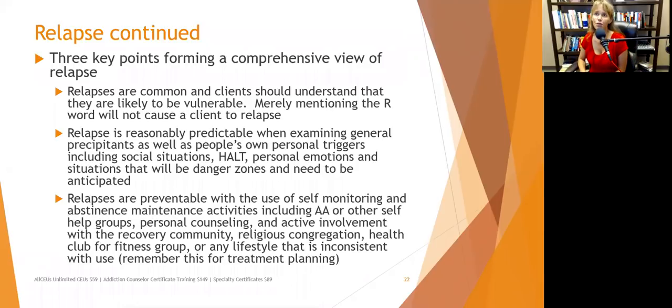Relapses are preventable with the use of self-monitoring and abstinence maintenance activities, including AA or other self-help groups, counseling, involvement with the recovery community, religious congregation, health club or fitness group, or any lifestyle that is inconsistent with use. Remember this for treatment planning. When people are getting out of treatment or if they're in intensive outpatient, they need something to do the other hours of the day where they're not in treatment. So they need to be involved in things that keep them in a safe situation.